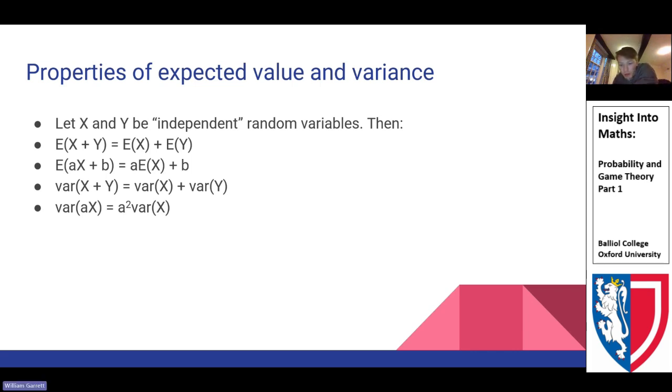Okay. Now, what about variance? Variance actually has the same linearity property: the amount of randomness in the sum of two independent random variables is the sum of the amount of randomness that they each have. That's a bit of a convoluted sentence I said.